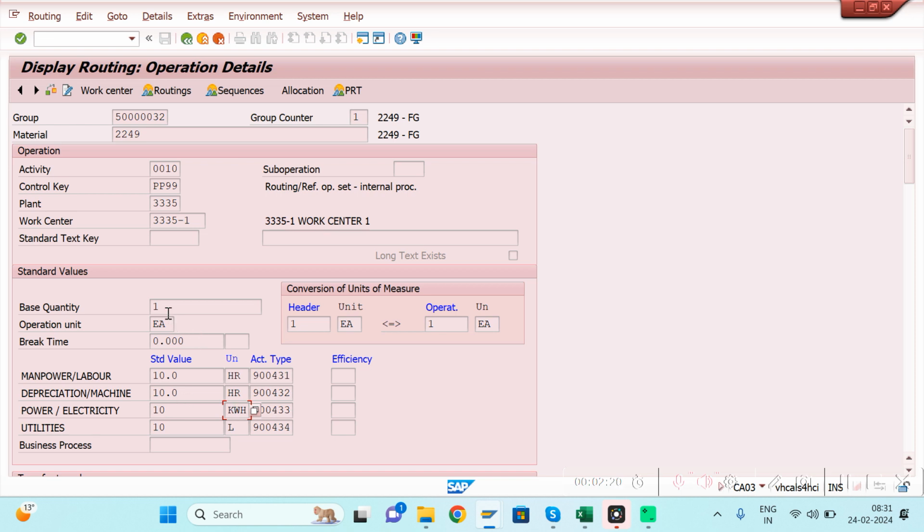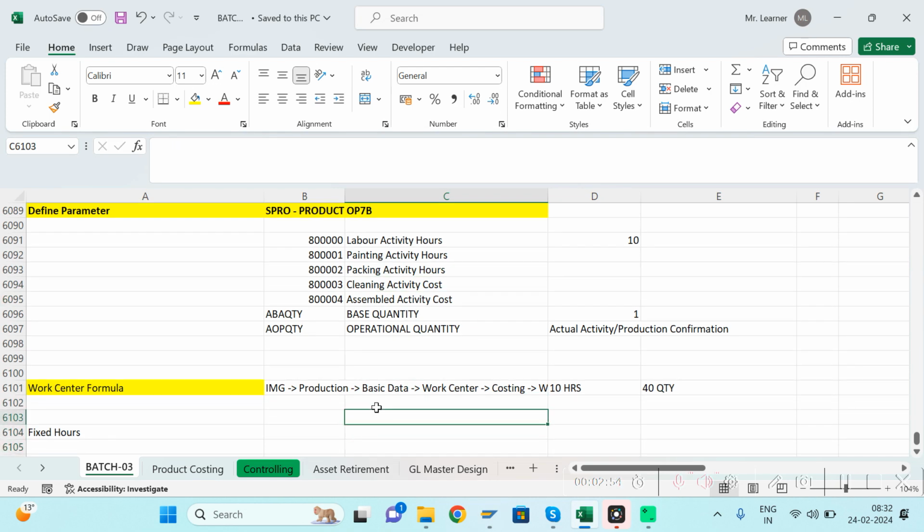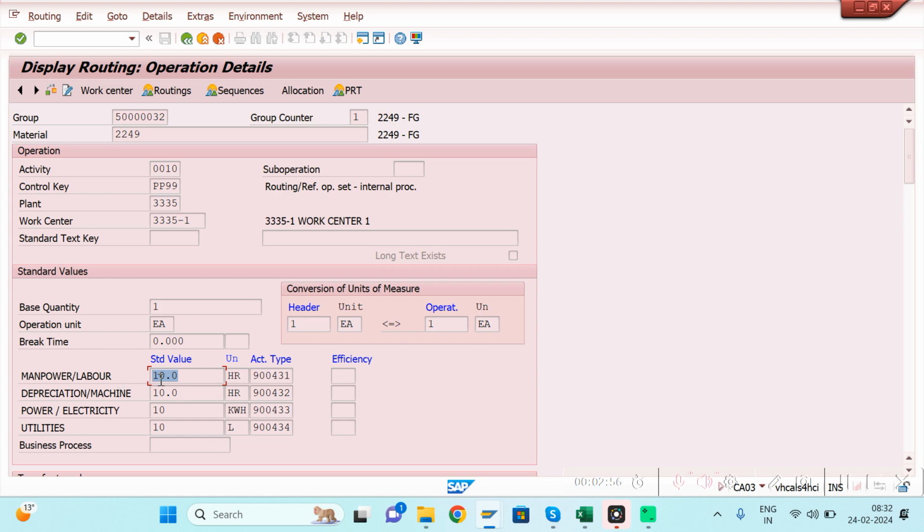In case I produce two quantity, can you tell that 10 multiplied by 2, I need 20 hours? No, you cannot say. You need to check what formula is written in the backend. They might have written it as fixed. So no problem, whether you produce 10 quantity, 20 quantity, 50 quantity, it remains the same. 10 quantity, 10 hours only. So you have to understand the backend, what formula is defined. If any activity hour is fixed, whatever value is given here will remain the same for any number of quantity you produce.